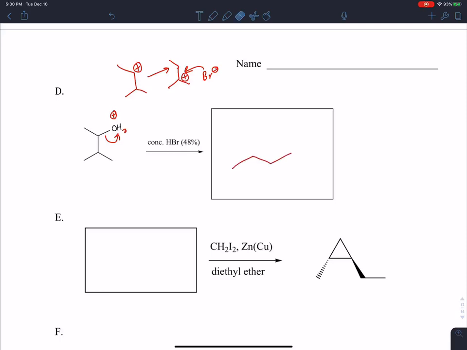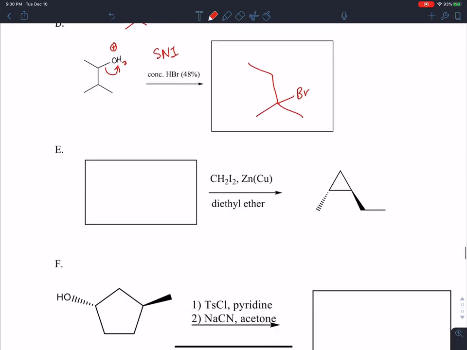Here, I'll draw it just like it's drawn there. Like that. So this was just substitution. It just happens to be SN1 because it was secondary.